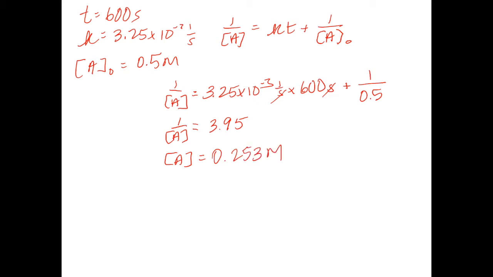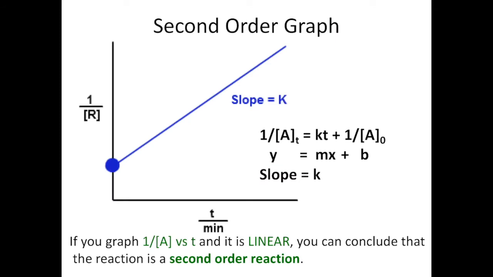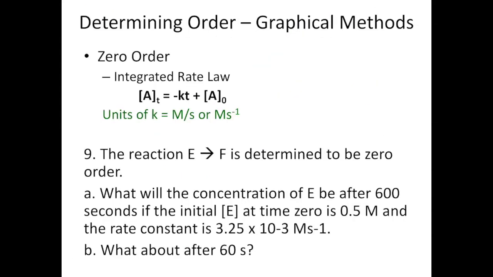And I get 0.253 molar. All right, let's just make sure that this concentration has gone down from the initial. It has. It started at a half a molar, now we're at about 0.25 molar. So we're good. So that's how you use the second order integrated rate law. Remember that the second order is positive, so that's why we don't have a negative in our integrated rate law.